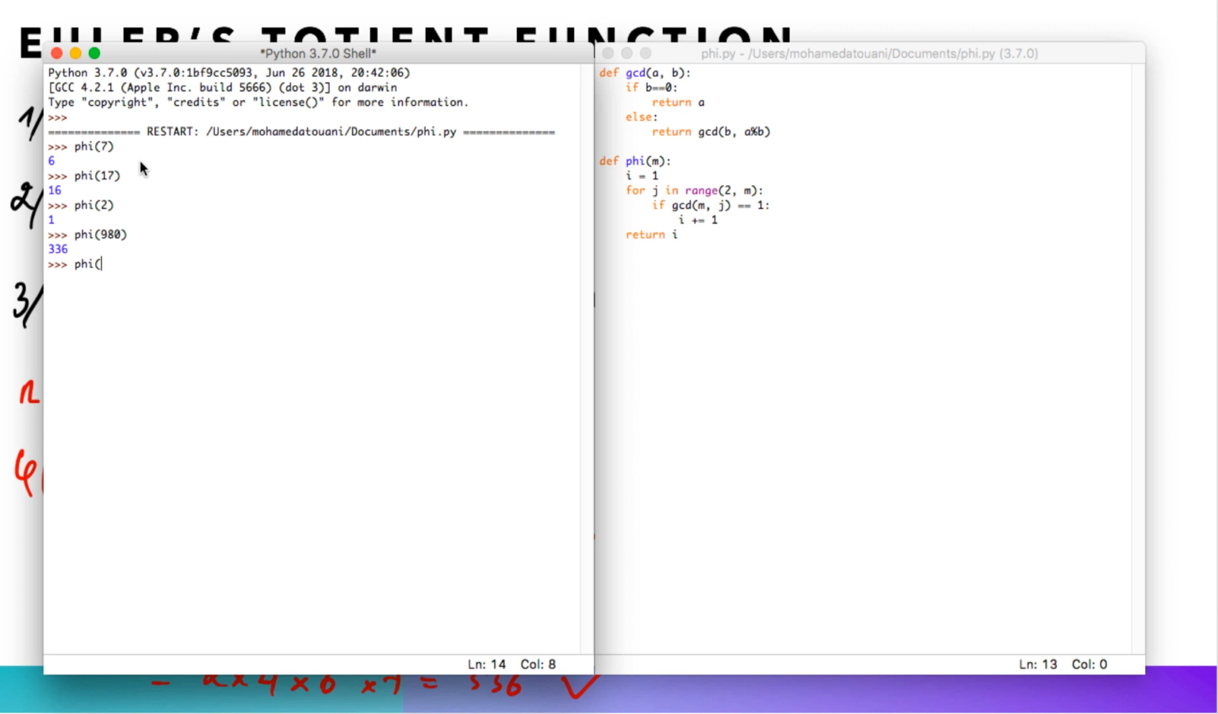Now if we check for phi of 7 squared, which is 49, we should get 7 minus 1 times 7 power 2 minus 1, which is 6 times 7, meaning 42. Is this true? Yes, it is.